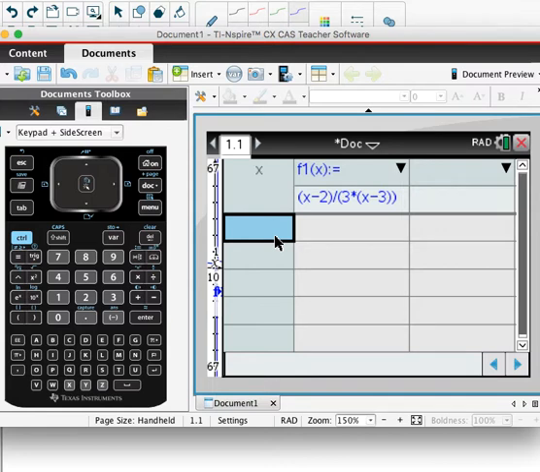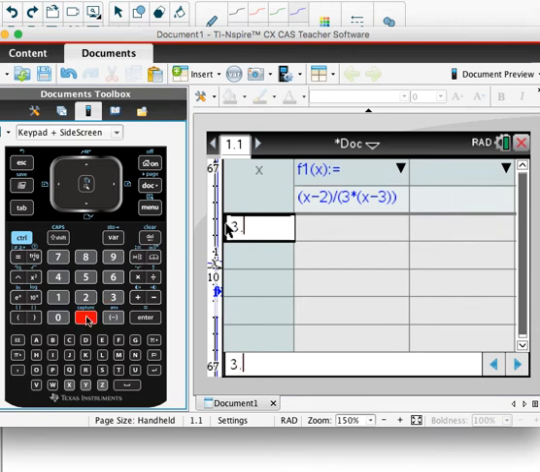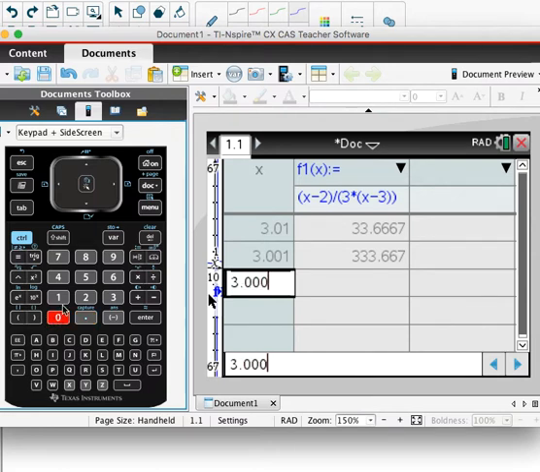So this is actually the function from example 6, which was x minus 2 over 3 times x minus 3. And I want to put in various x values near 3 and see what happens. Right? So I want to put in, let's say, 3.01. And when I put that in, you see we get 33.667. Let's go a little closer to 3. 3.001. Now I've got 333.667. And I'm going to put in 3.0001. And then I can see it's shooting up to positive infinity.